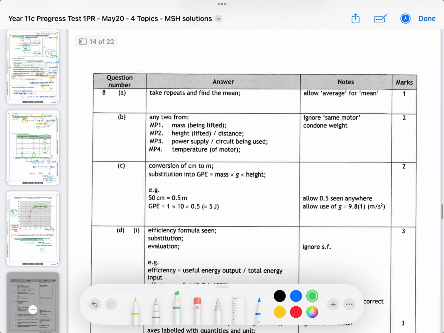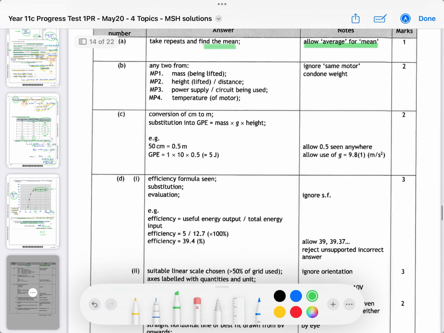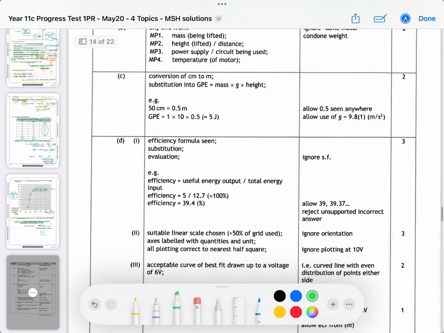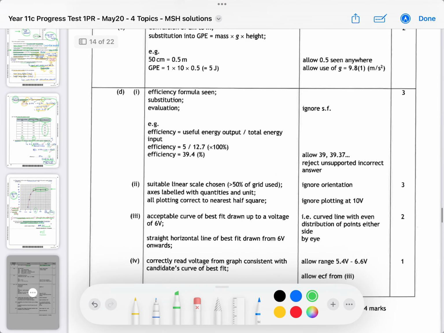Okay, so here's the mark scheme. Remember they mentioned the mean. They will allow you to use average for mean. But I prefer my students to learn that there are 3 types of averages. Okay, just going to scroll down slowly so you can see all the parts.